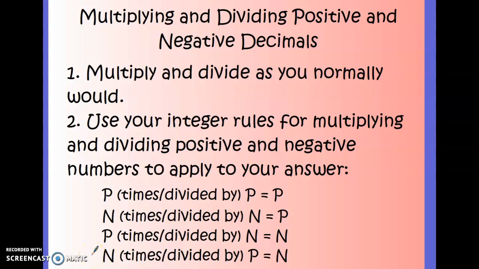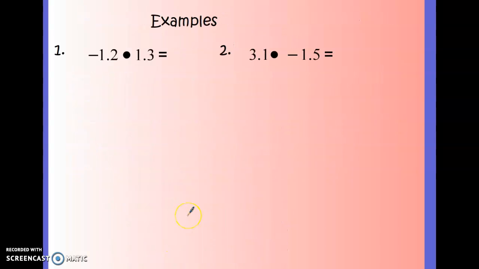Good morning. So today we're going to be multiplying and dividing positive and negative decimals. As we work through the problems, we'll remember how to multiply and divide when we have decimals. I did not write those steps out for you, so you would multiply and divide as you normally would, and then you would use your integer rules for multiplying and dividing to determine what the sign of your answer is. Okay, so let's go ahead and work through some example problems together.